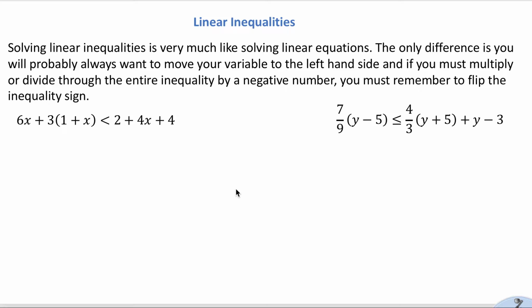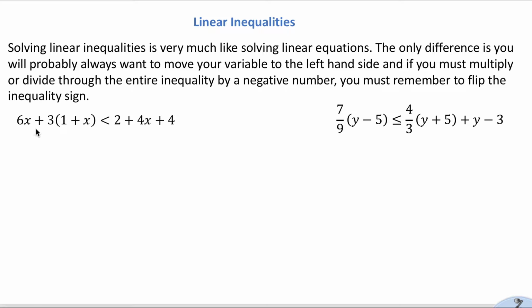Okay, linear inequalities. Solving linear inequalities is very much like solving linear equations, right? So the inequality means not equal. In other words, you're going to have something that's less than or greater than instead of just equal. Okay, but it's the exact same steps for solving an equation with a couple of differences. You'll always want to move your variables to the left-hand side.